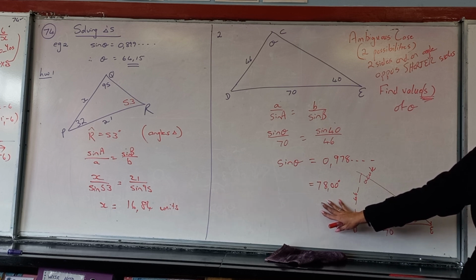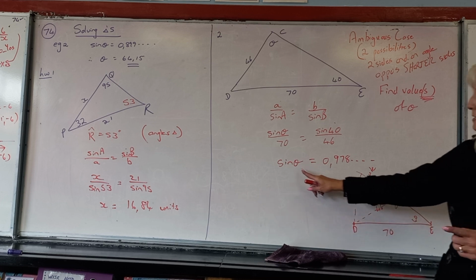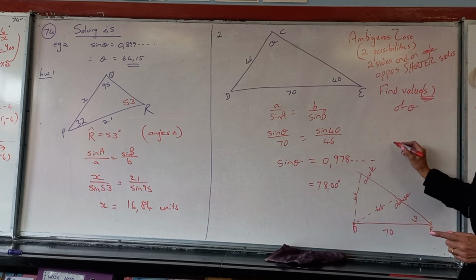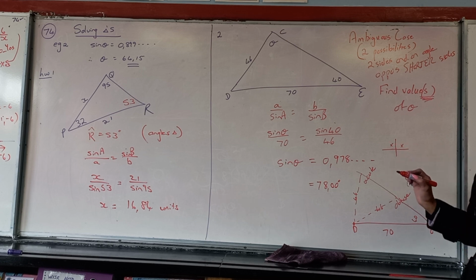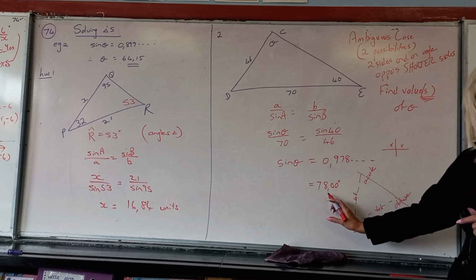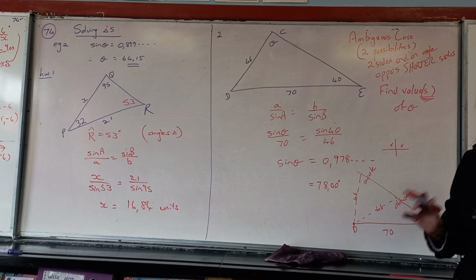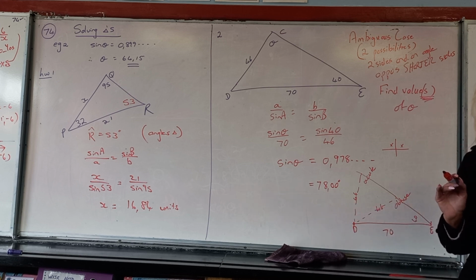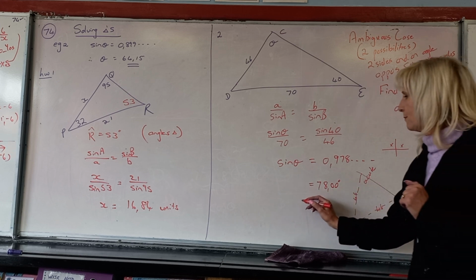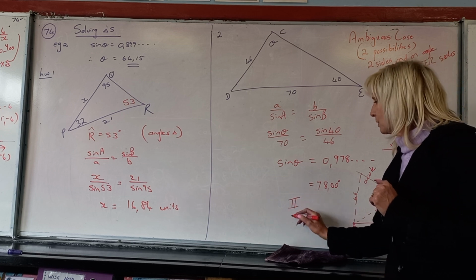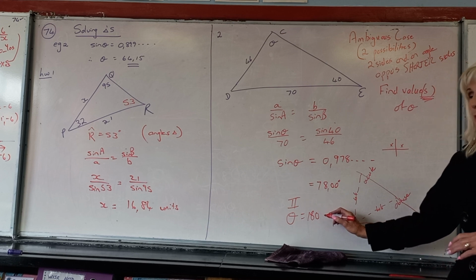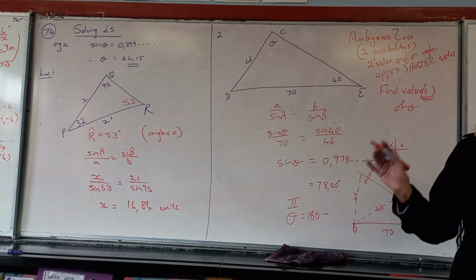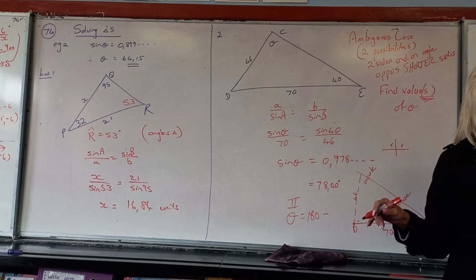Now let's go back to CAST. Because sin is positive in the first and the second quadrants. This was only the first quadrant. So if I did a little CAST sum, in the second quadrant, it would have been theta is equal to 180 minus. If it was third quadrant, 180 plus, fourth quadrant, 360 minus.